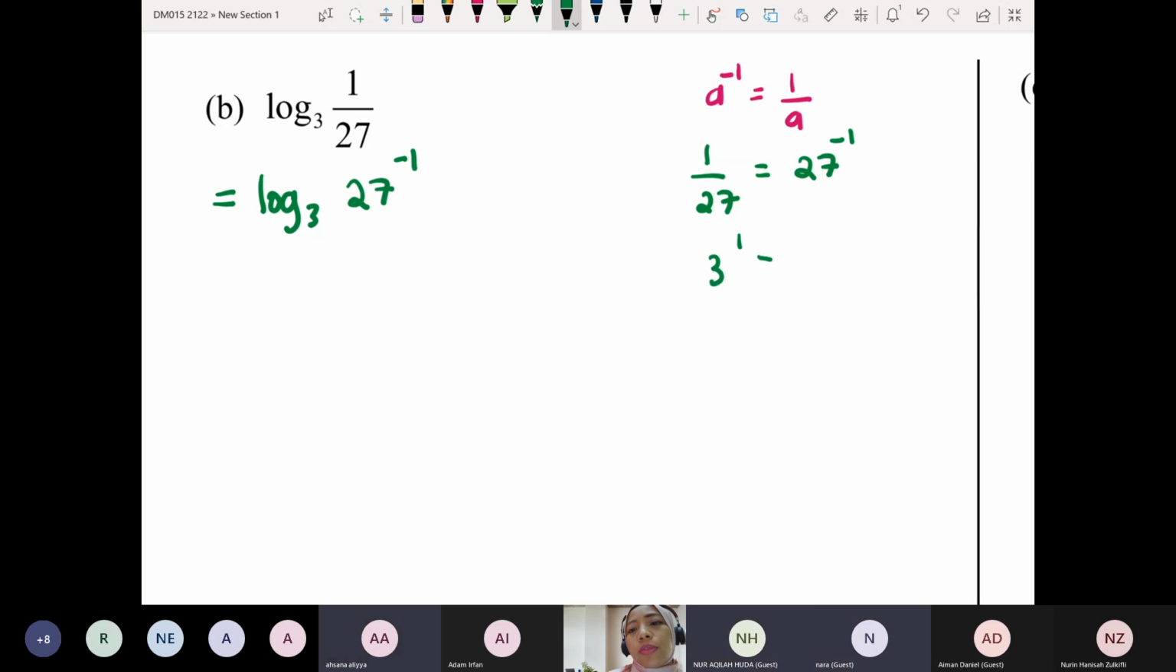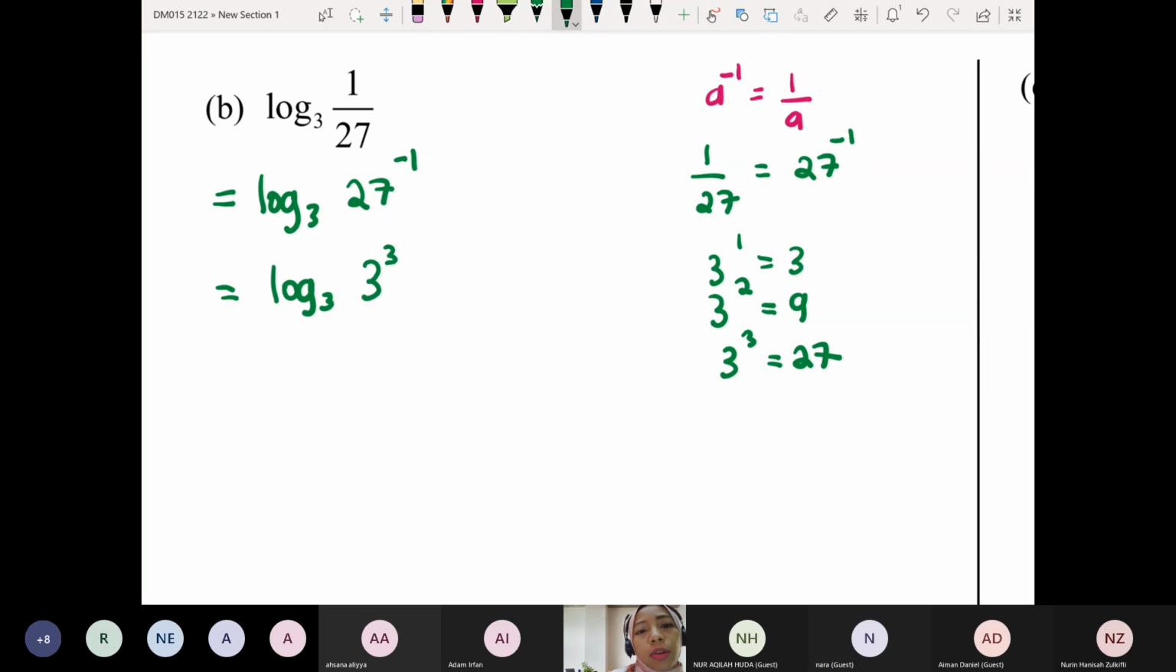For this 27, to solve it without using a calculator, is there any base 3? 3 to the power of 1 is 3, 3 to the power of 2 is 9, 3 to the power of 3 is 27. So log base 3, 27 is basically 3 to the power of 3. Okay, power and power.